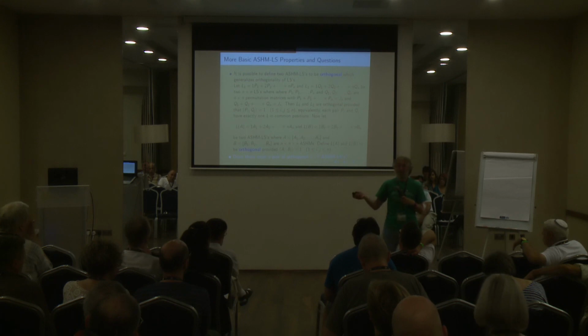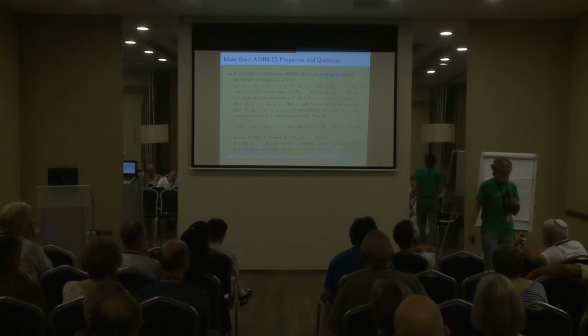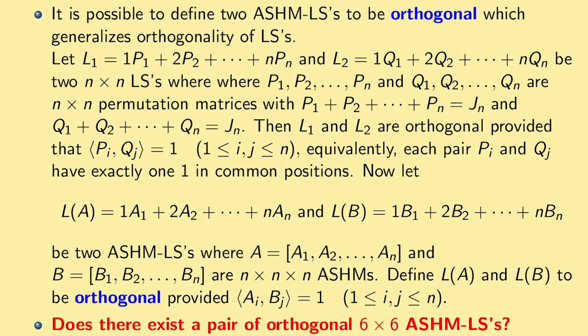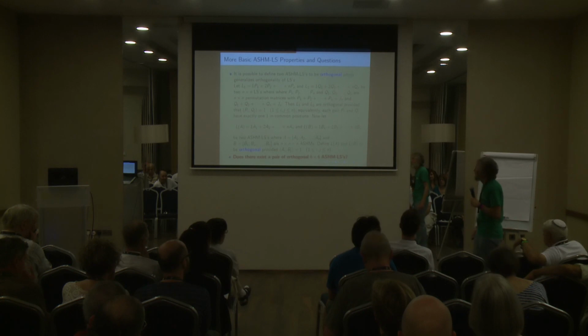I'm talking about a paper that's been submitted. And we had a question in this paper about whether there exists a pair of orthogonal, well, here it is, 6 by 6 alternating sign hypermatrix Latin squares. We didn't know. We should have computed this, tried it, but we didn't.